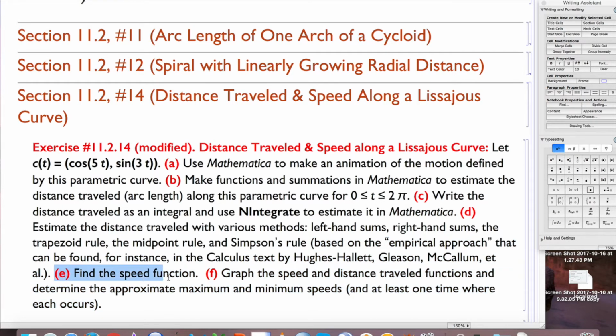We're going to find the speed function using the fundamental theorem of calculus in part E, really justifying our approach to the speed function that we've used previously. Part F, we will graph the speed and distance traveled functions and use Mathematica to approximate maximum and minimum speeds, and at least one moment in time where those max and mins occur.